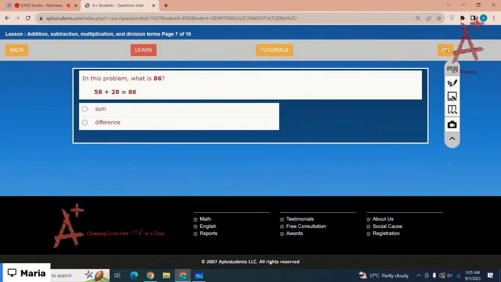In this problem, what is 86? So which is the correct option? You are adding two numbers, right? 58 plus 28. That means 86 is the sum of the numbers, right? 86 is the sum.